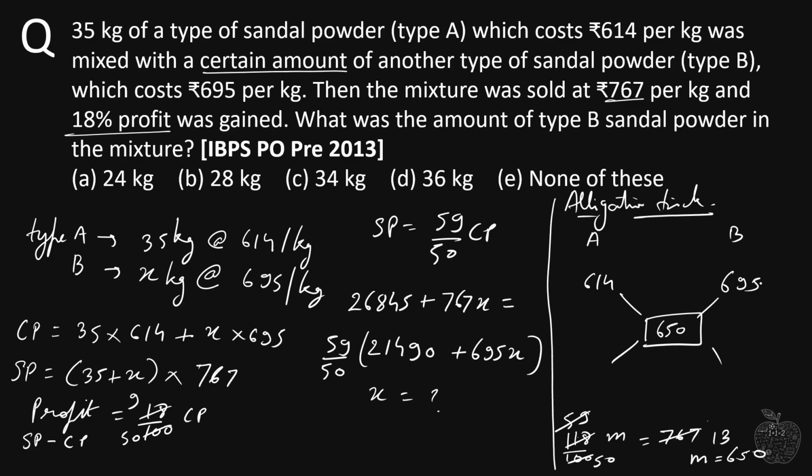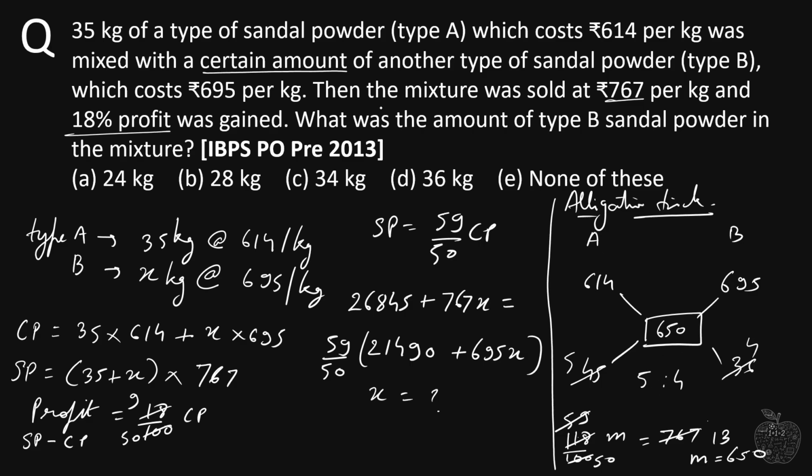Now we'll get the difference of this and this. So 695 minus 650 will give me 45, and then we'll get the difference of this and this. So 650 minus 614 we get 36, and we can divide this by 9. So 9 5s are 45 and 9 4s are 36. So A and B are mixed in the ratio of 5:4.